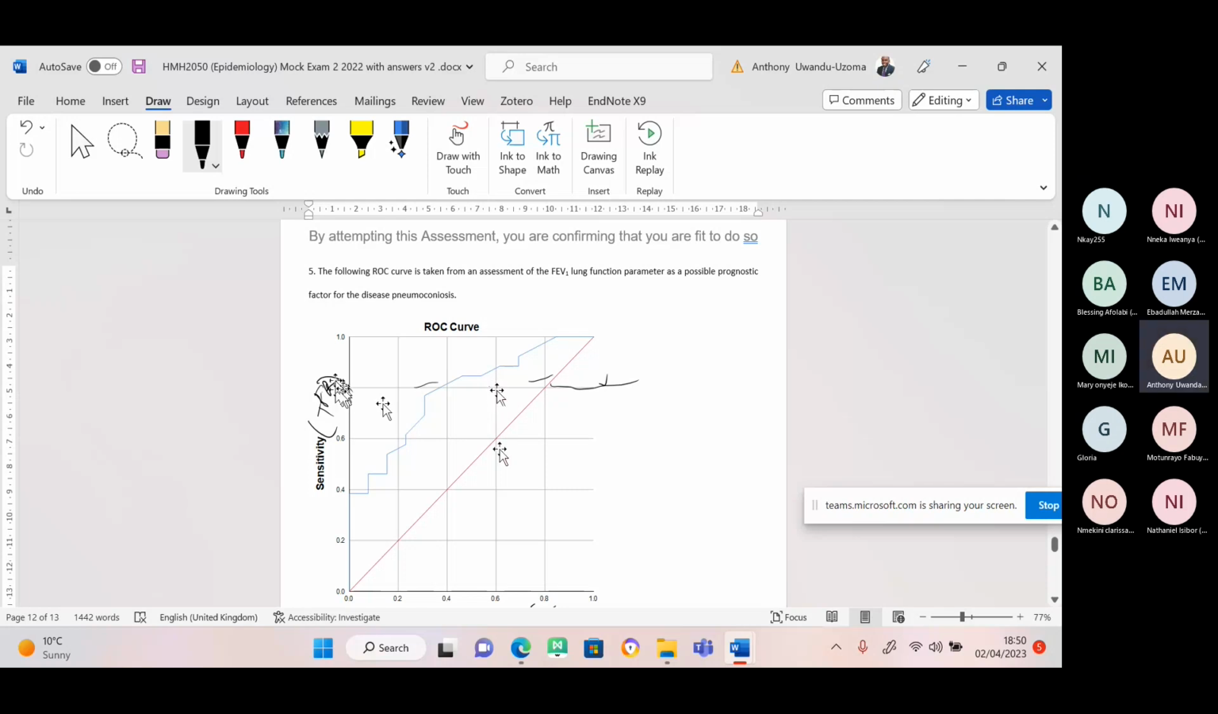Then if I trace it down, I'm seeing 0.6 here as the false positive rate. So that tells me that the specificity is 1 minus 0.6, which will be 0.4.